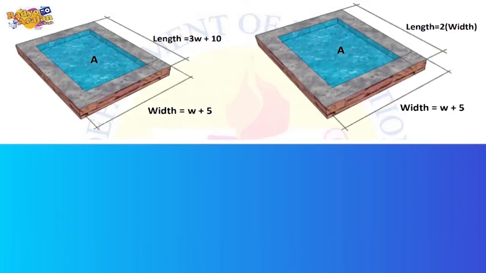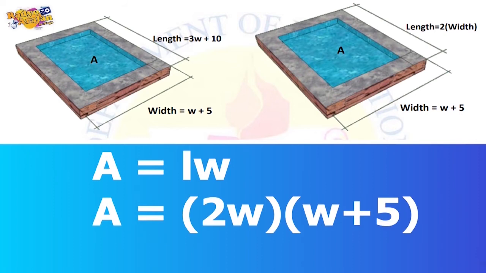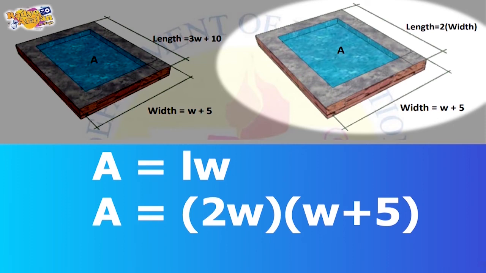Using the formula in finding the area of a rectangle, we will have area equals length times width, or A equals LW. Since the length of the border of the pool is twice as its width, we come up with area equals the quantity of 2W times W plus 5. Therefore, the correct illustration is the second illustration found on page 6 of your module.